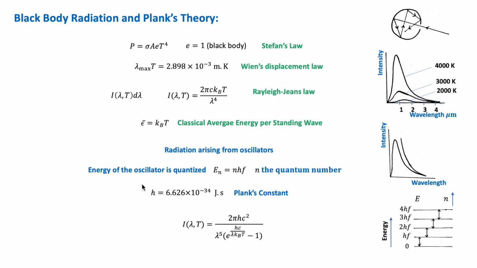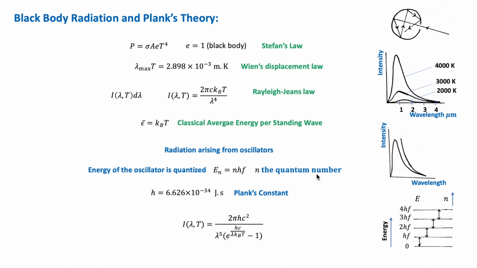And in addition, one of the key points is that he considered the energy of the oscillator to be quantized, which means it can have only certain discrete amounts of energy En given by En equal to nhf, where n is the quantum number, and n is a positive integer. And f is the frequency of the oscillator, and h is Planck's constant, given by this value here. So the energy of the oscillator is quantized.